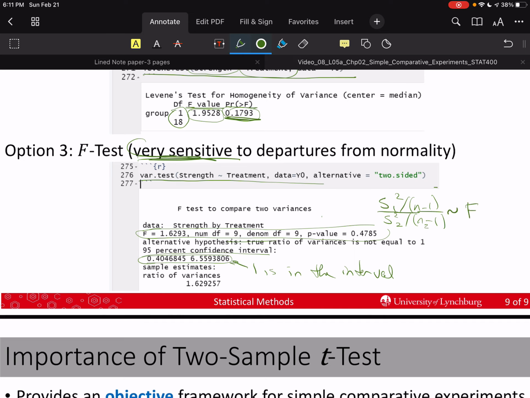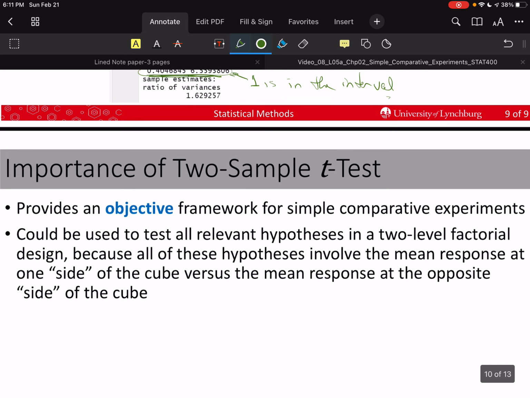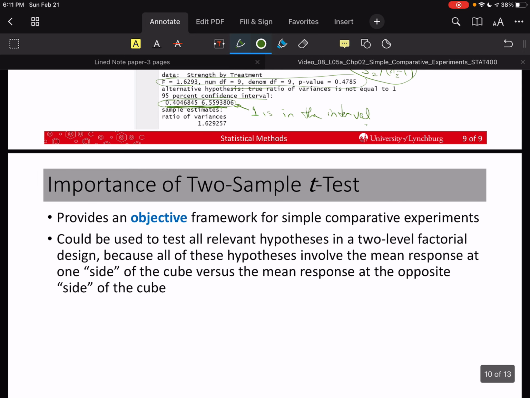So if these are the same, we expect this ratio to be close to 1. And so we see that 1 is in the interval, so we cannot reject the null hypothesis here, okay? So the importance of the two-sample t-test is that it's an objective framework for these simple comparative experiments. You can think of these as a one-way analysis of variance or factorial design.